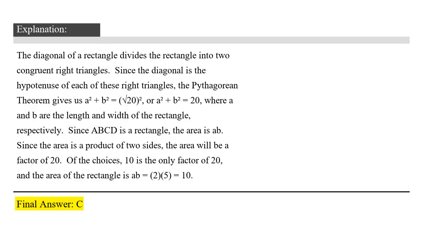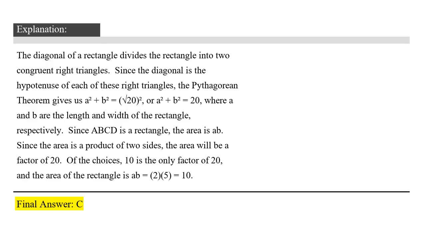The diagonal of a rectangle divides the rectangle into two congruent right triangles. Since the diagonal is the hypotenuse of each of these right triangles, the Pythagorean theorem gives us a² + b² = (√20)², or a² + b² = 20, where a and b are the length and width of the rectangle, respectively.